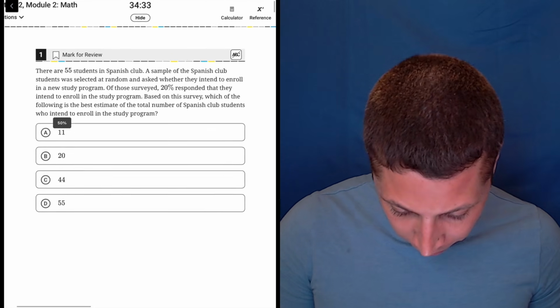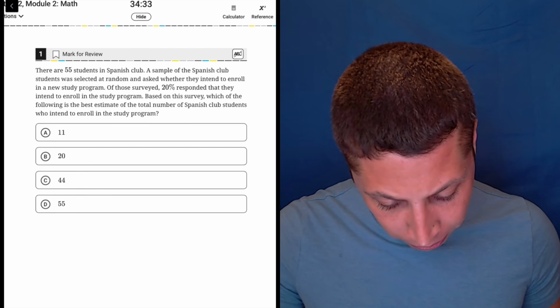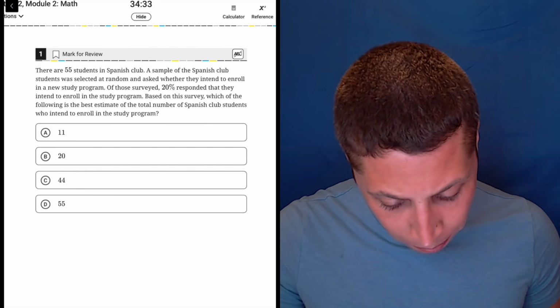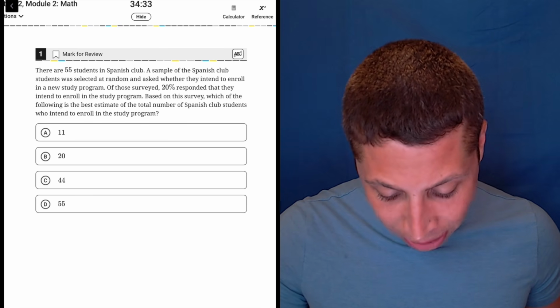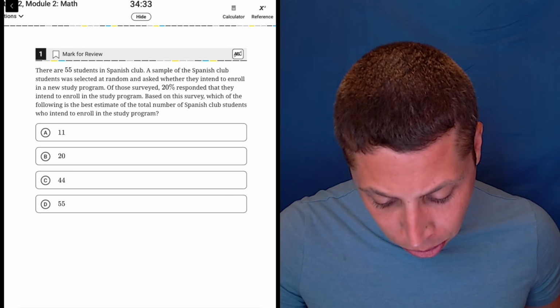All right, so first question. There are 55 students in Spanish Club. A sample of the Spanish Club students was selected at random and asked whether they intended to enroll in a youth study program. Of those surveyed, 20% responded they intended to enroll in the study program. Based on the survey, which of the following is the best estimate of the total number of Spanish Club students who intend to enroll in this study program?